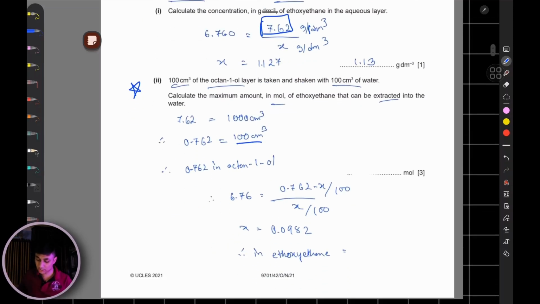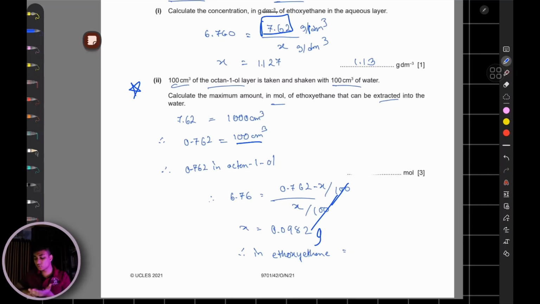Use Kpc to find it out. So Kpc is 6.76. Initially the octanol layer has 0.762. Now some of it will be extracted into the water solution. I am considering the amount extracted to be X. So how much will be left in the octanol solution? 0.762 minus X grams. Both volumes are 100, so cancel them off. At the end of the day, your X turns out to be 0.0982. That is grams, not moles.